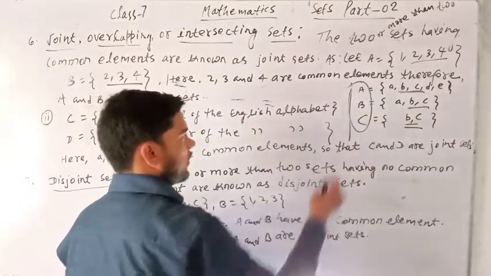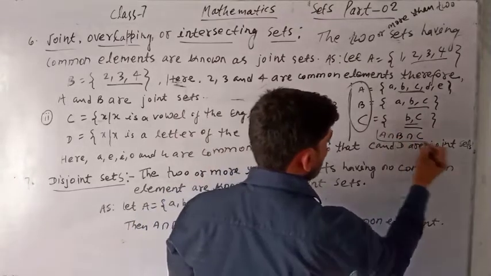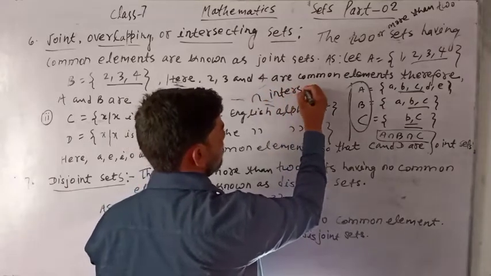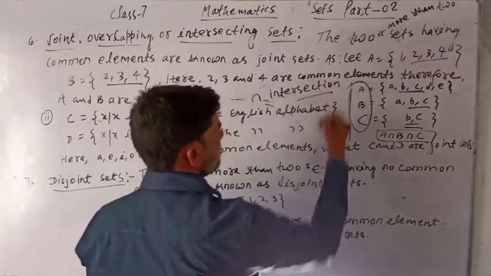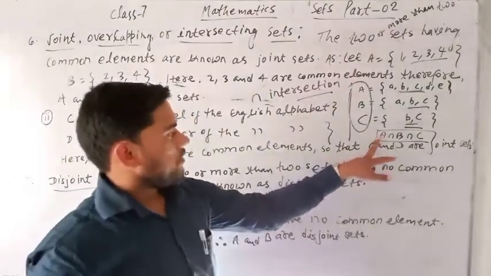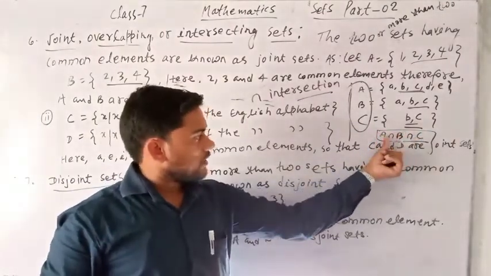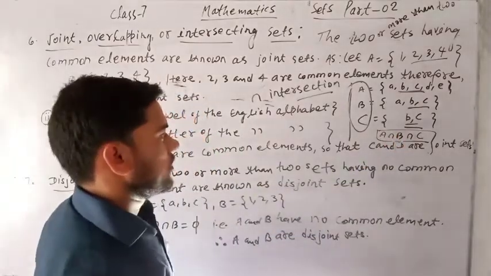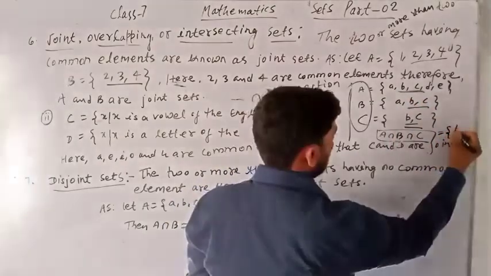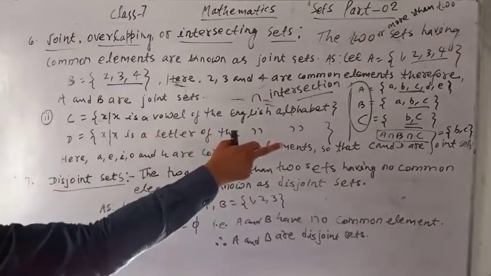Joint sets can be denoted by A intersection B intersection C. This symbol is read as intersection. So joint sets can be denoted by, for two sets only, A intersection B, for three sets A intersection B intersection C. So A intersection B intersection C is equal to only {B, C}.